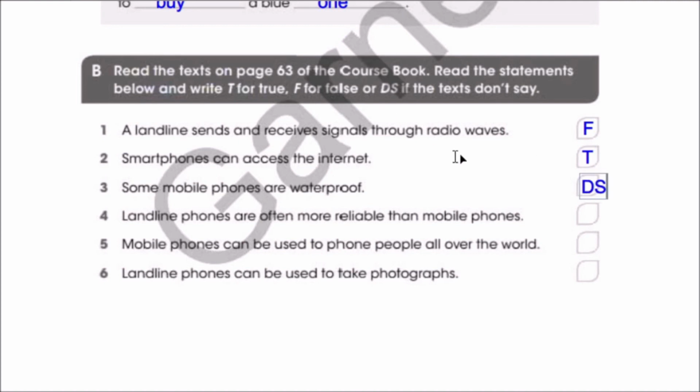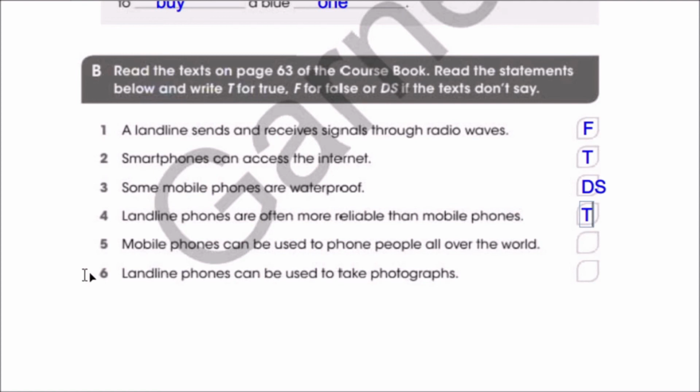Very good. Number 4. But in this sentence, nowadays we have some mobile phones which are waterproof, but it's not written in the text. Very good. Now question 4. Landline phones are often more reliable than mobile phones. What do you think? Very good, it's true. This is one of the disadvantages of mobile phones. You can't rely on them.